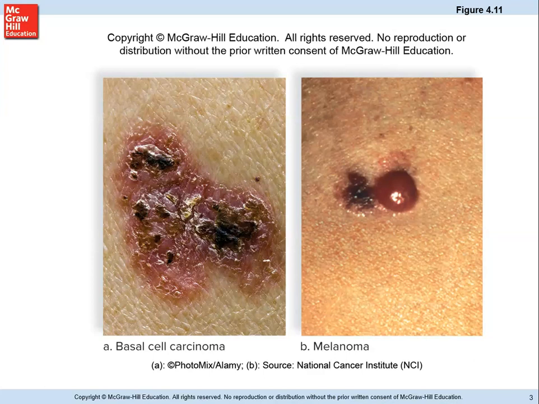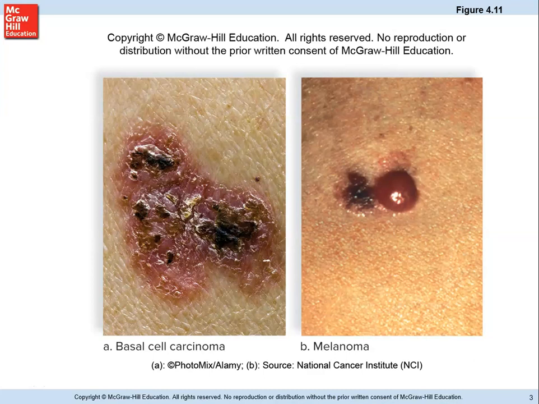What we have here are a couple of pictures of different skin cancers. And there are actually 3 different common types of skin cancer. Only 2 of them are pictured here, basal cell carcinoma and then melanoma. There's also another one called squamous cell carcinoma. But regardless, those 3 comprise most forms of skin cancer that you're going to run into.